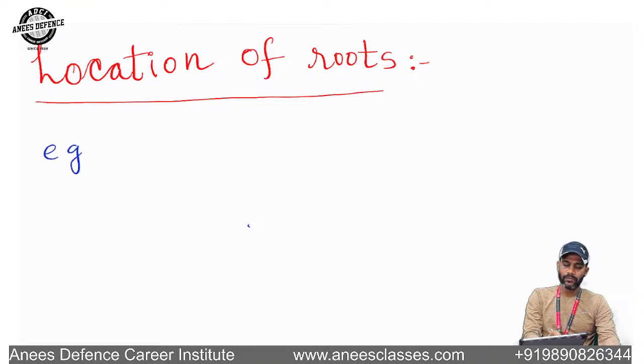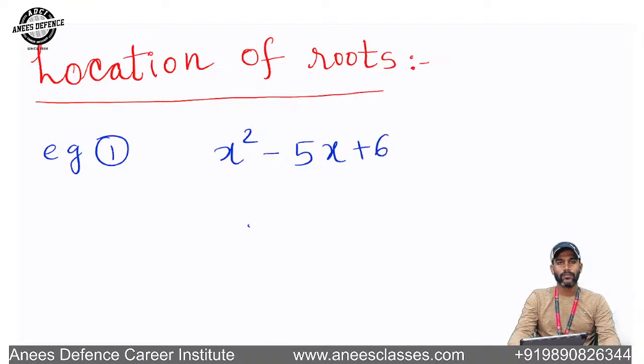Example number 1. x square minus 5x plus 6. This is nothing but a quadratic function, I can say. Yes or no? Yes, sir. So f of x is equal to this. Now try to draw the graph. Shall I draw one graph and then you'll try the next one?